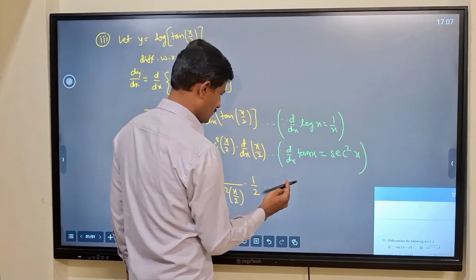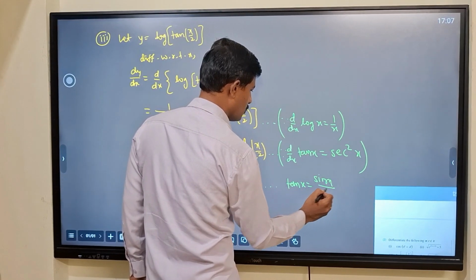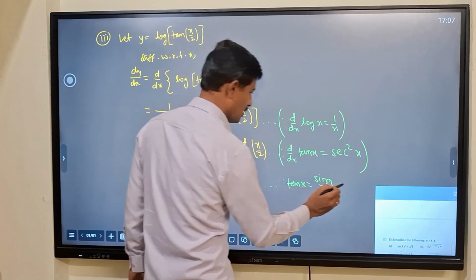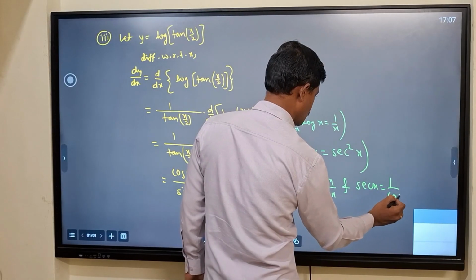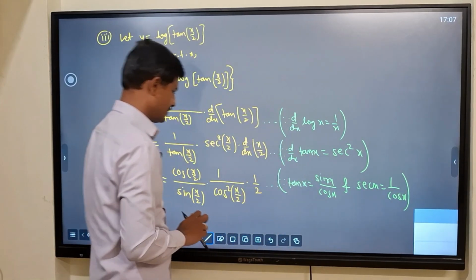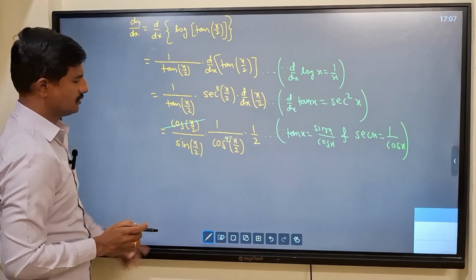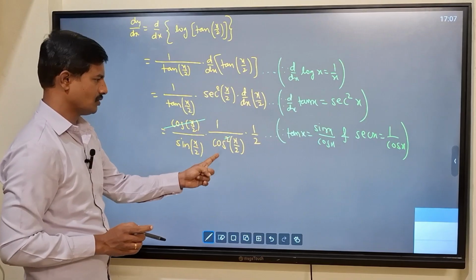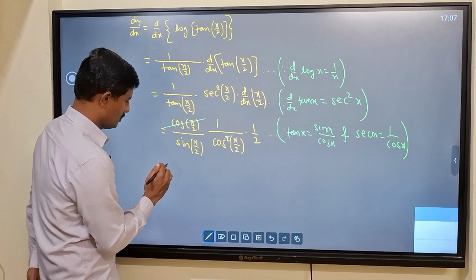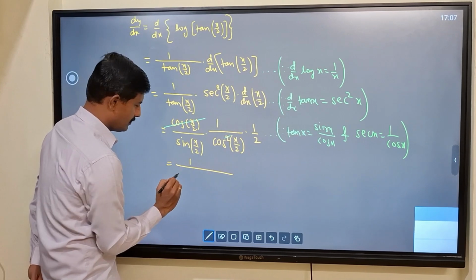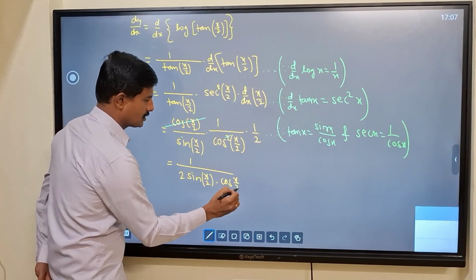Here we use some formulas like tan x is sine x upon cos x, and sec x is equal to 1 upon cos x. These are the trigonometric functions. Now see, this cos will cancel, so from cos square x by 2 only cos x by 2 will remain. So this will become 1 upon, this 2 I will write first, 2 sine x by 2 into cos x by 2.